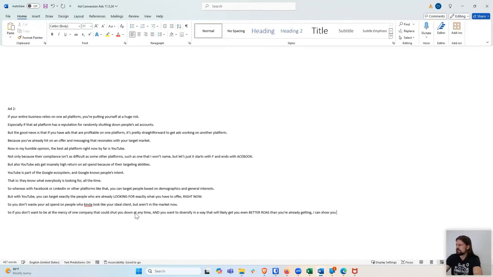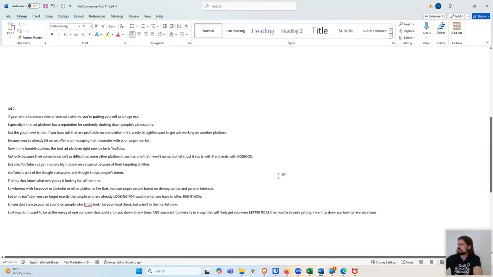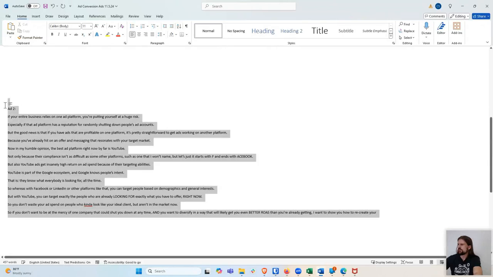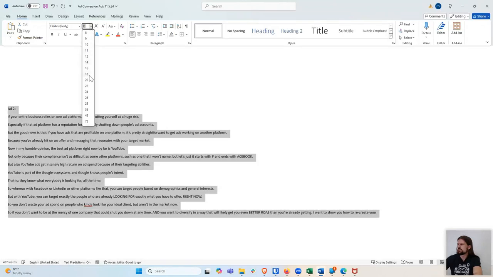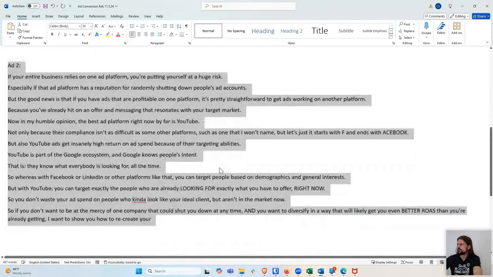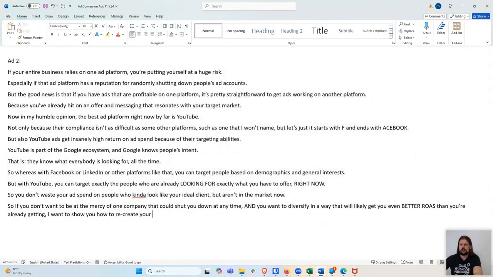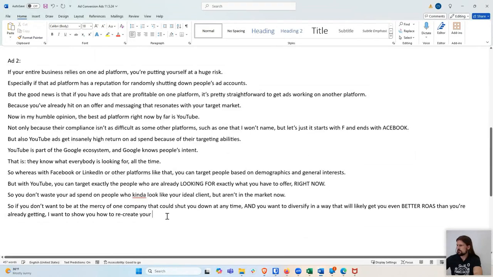I can show you, I want to show you how to recreate your, I just realized I have this super small, I don't know if anybody can even see this. Let me make that bigger. Sorry about that. Should have let me know in the comments. I would have increased the size there. Okay. What are you getting?